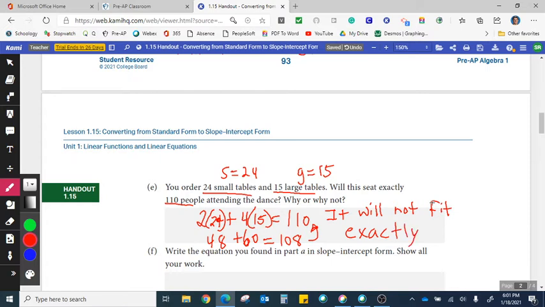Okay. Now, what would you guess that you would need to do? Well, if tables see two more, I need two more. I need another small table. 25. Okay, 25 small tables would work. Okay. 25 small tables and 15 large tables.